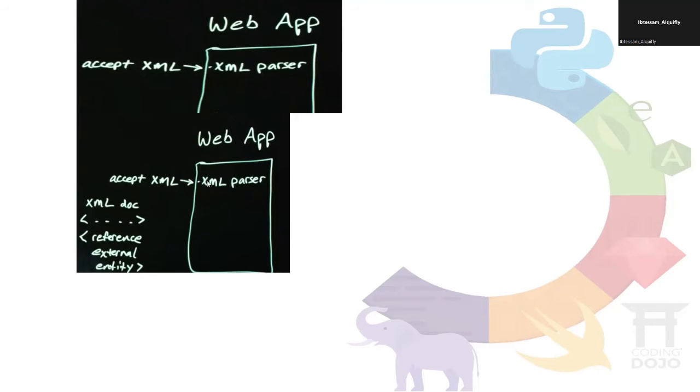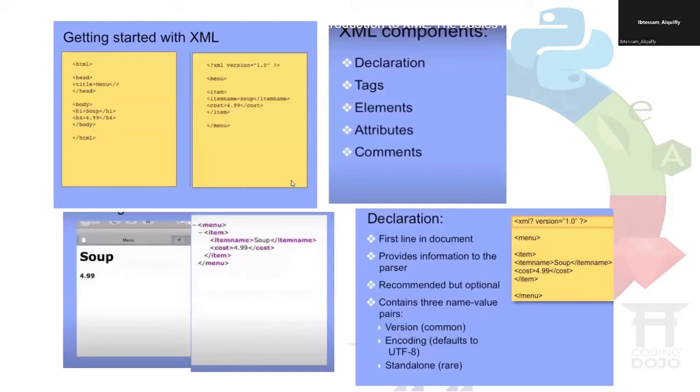Also, if you requested some data, it can reply back to you in an XML format. If you've never seen the XML format, I made a quick demonstration here of the difference between HTML and XML. This is a normal HTML page. It has a header, it has a body, and when it's loaded, it will show something like this. The menu of soup.